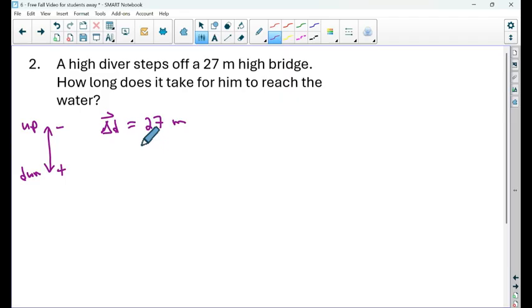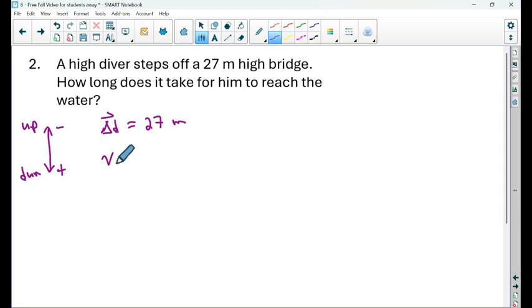We always say to ourselves, displacement is your change in position. How has our position changed over the course of this motion? It's gone down 27 meters. You'll be tempted to write that as a positive. So I chose down as a positive, and that makes that nice and easy. If you chose down as negative, it would be a negative.